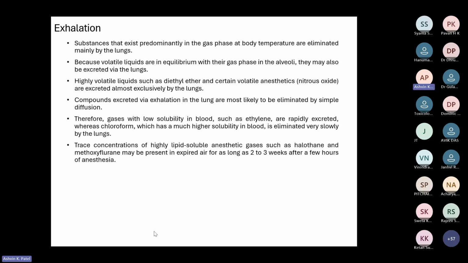So a practical application of this principle of exhalation is seen in the breath analyzer test for determination of the amount of ethanol in the body, and it is routinely conducted by the police on different occasions.